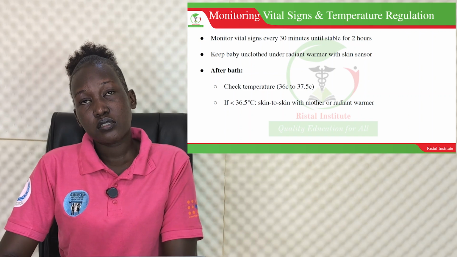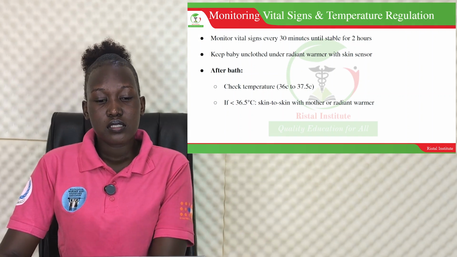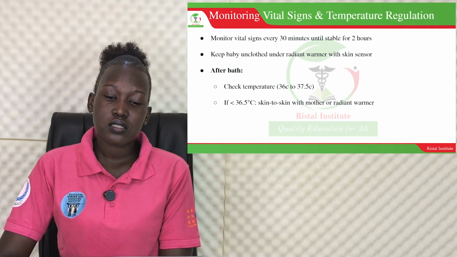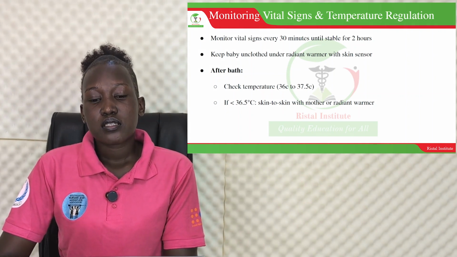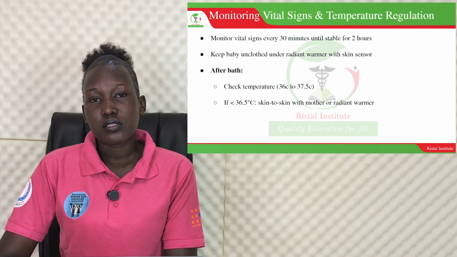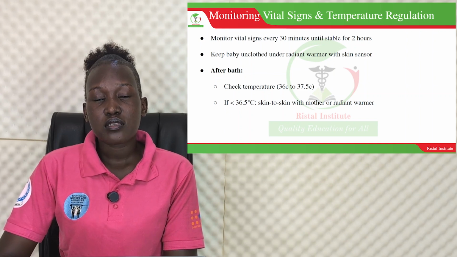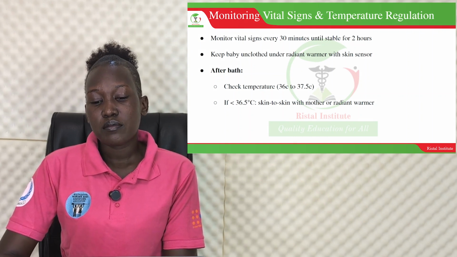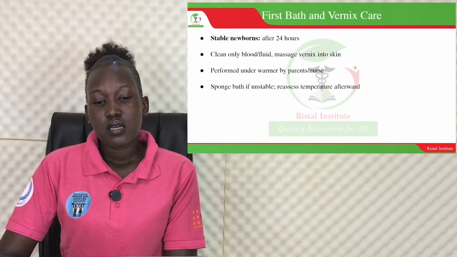Okay, so after birth, check the temperature. Normal temperature of a newborn is 36 to 37.5 degrees Celsius. When you find the baby is cold, or less than 36 degrees Celsius, you can put the baby on skin to skin contact with the mother to radiate heat.